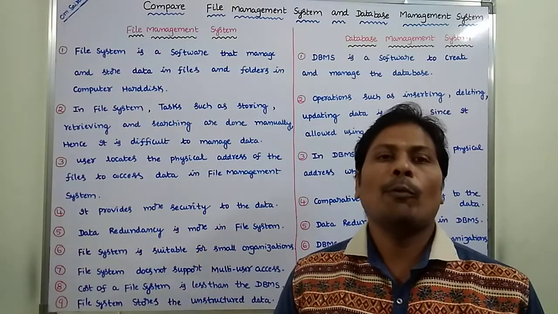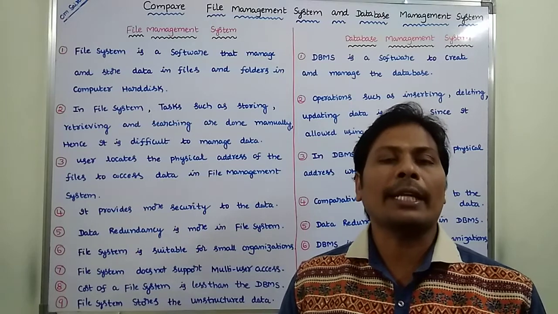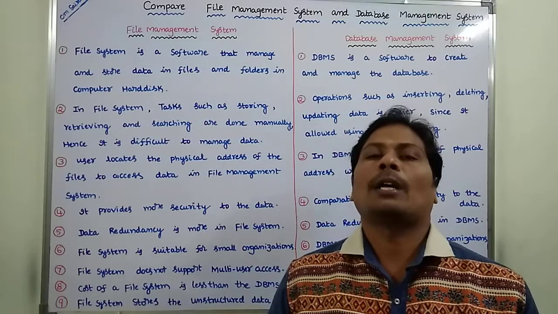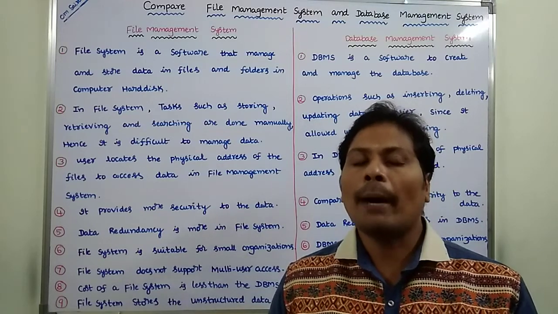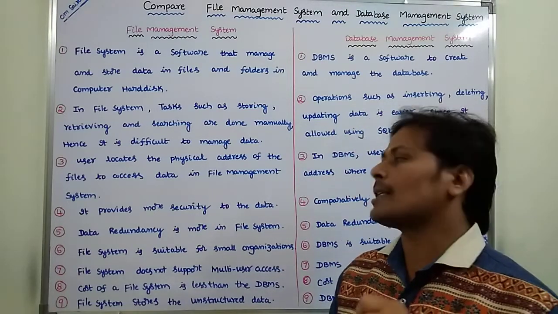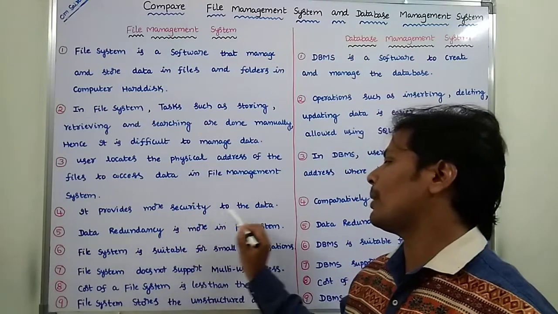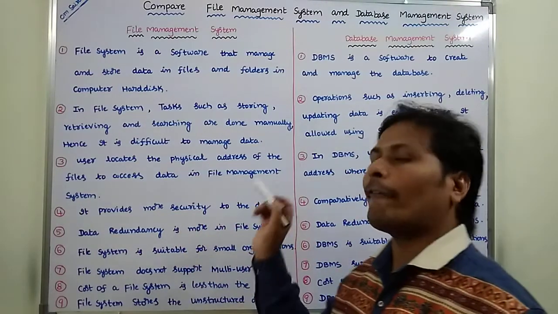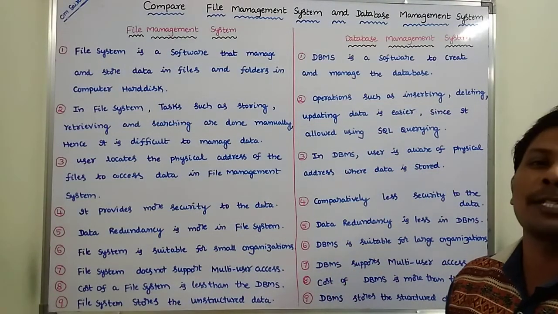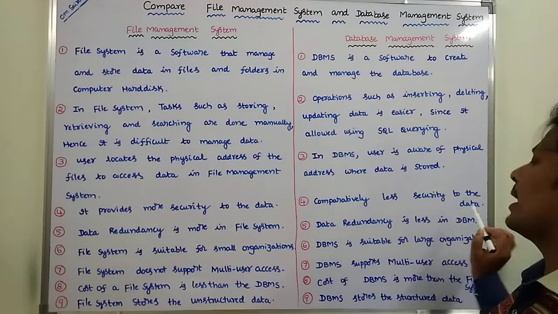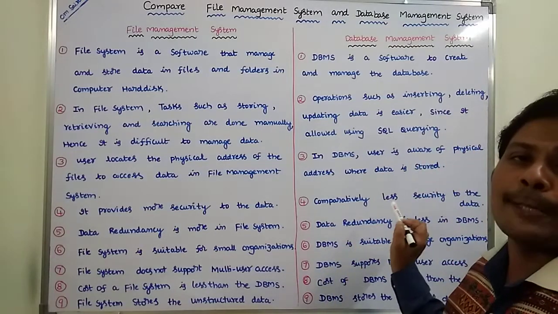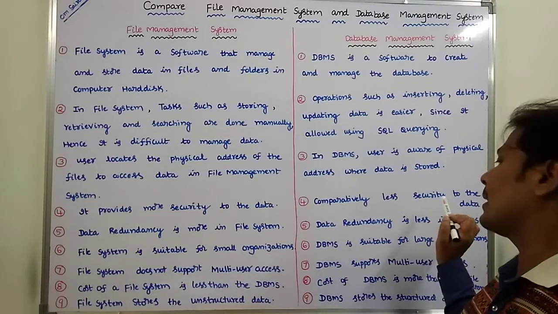Okay, suppose we want to provide more security to the data in a file by using file protection. How are we providing the file protection? By using a password. By using that password, we are providing more security to the data in the file management system. Whereas in the case of a database management system, there is comparatively less security to the data. So compared to the file management system, DBMS provides less security to the data.